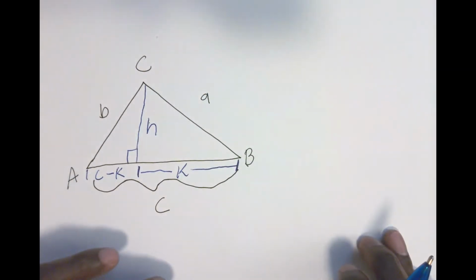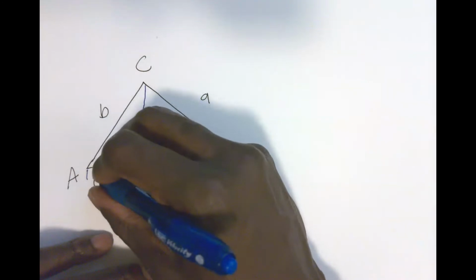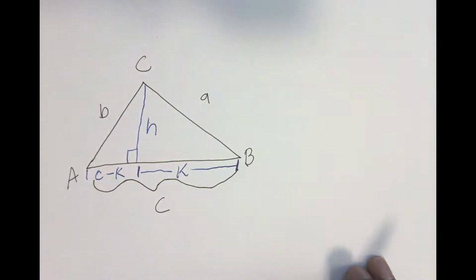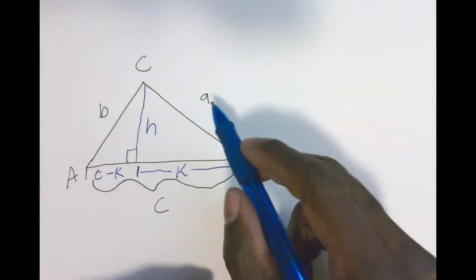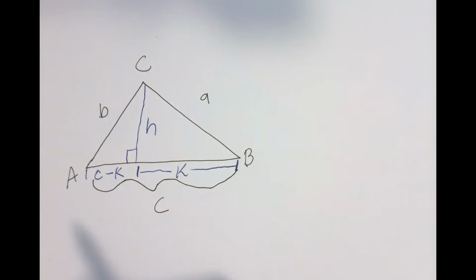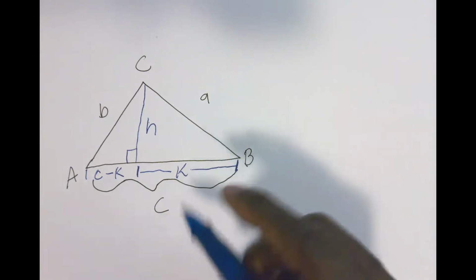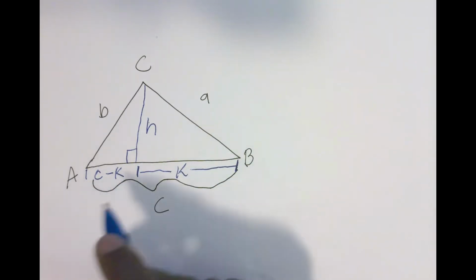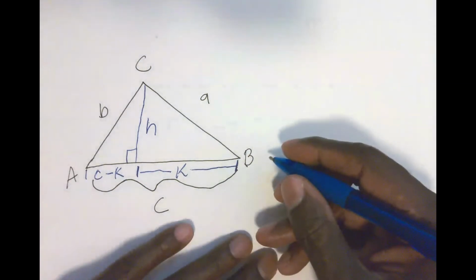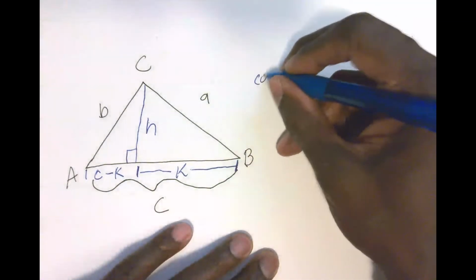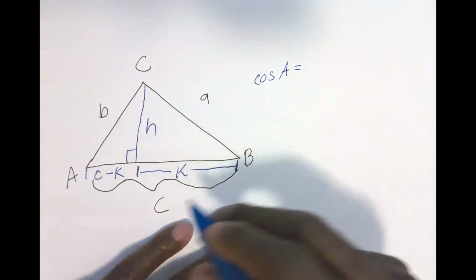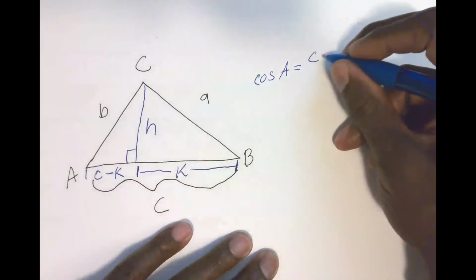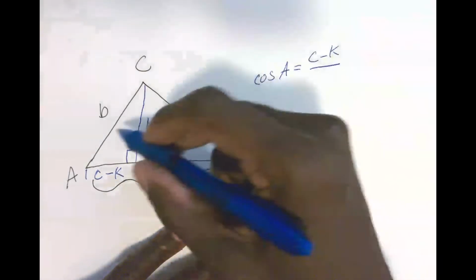All right, so it's called the law of cosine. So we're going to do something with cosine. Basically in this case, I'm going to find a formula for finding side A, and so I'm going to use angle A to pull this off. So I'm going to do the cosine of angle A. Cosine, as you know, is adjacent over hypotenuse, so it would be C minus K over B.